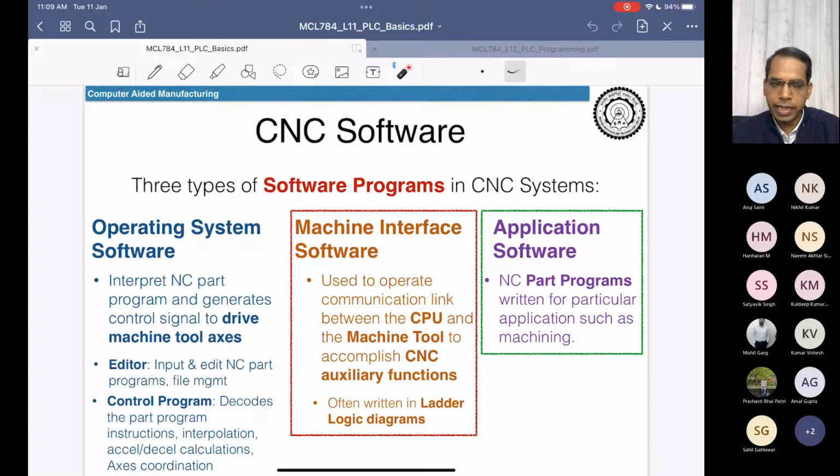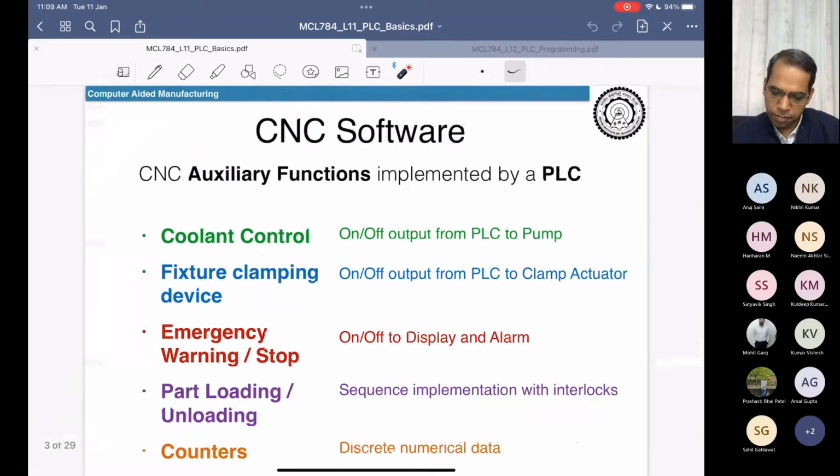Slowly we will be understanding one by one. So we will be starting with the logic program, and then we will go to the motion control part, and then we'll talk about the CNC part program. So that is how we will be covering this course.